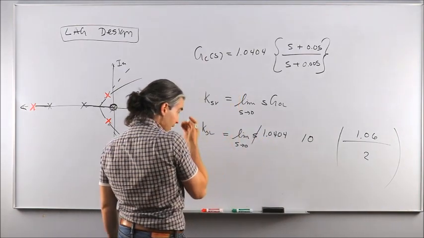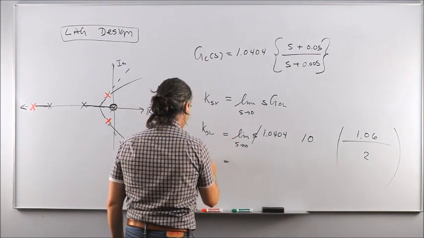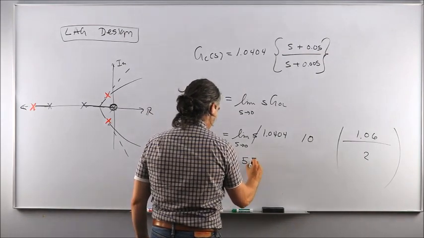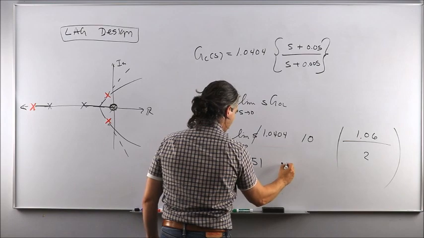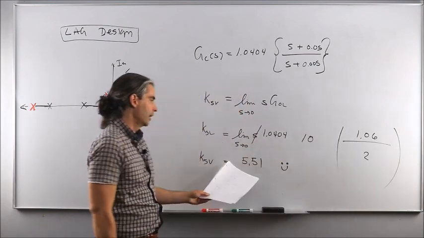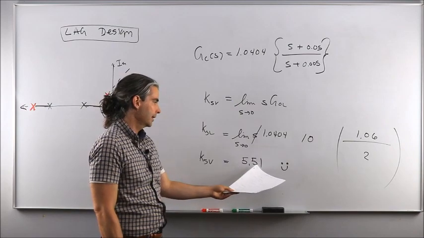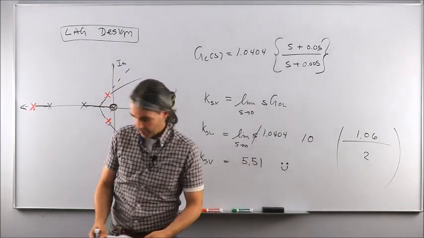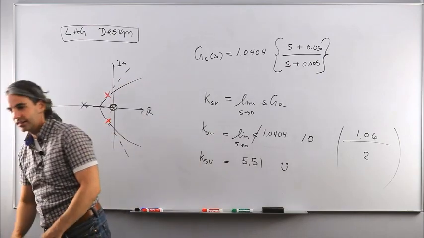Okay? Such that ultimately KSV will be equal to 5.51, which was the objective, to go from 0.5 to 5. We went a bit further than that. That's fine. The client will be happy, your boss will be happy, and you should keep your job for the next decades. Okay.